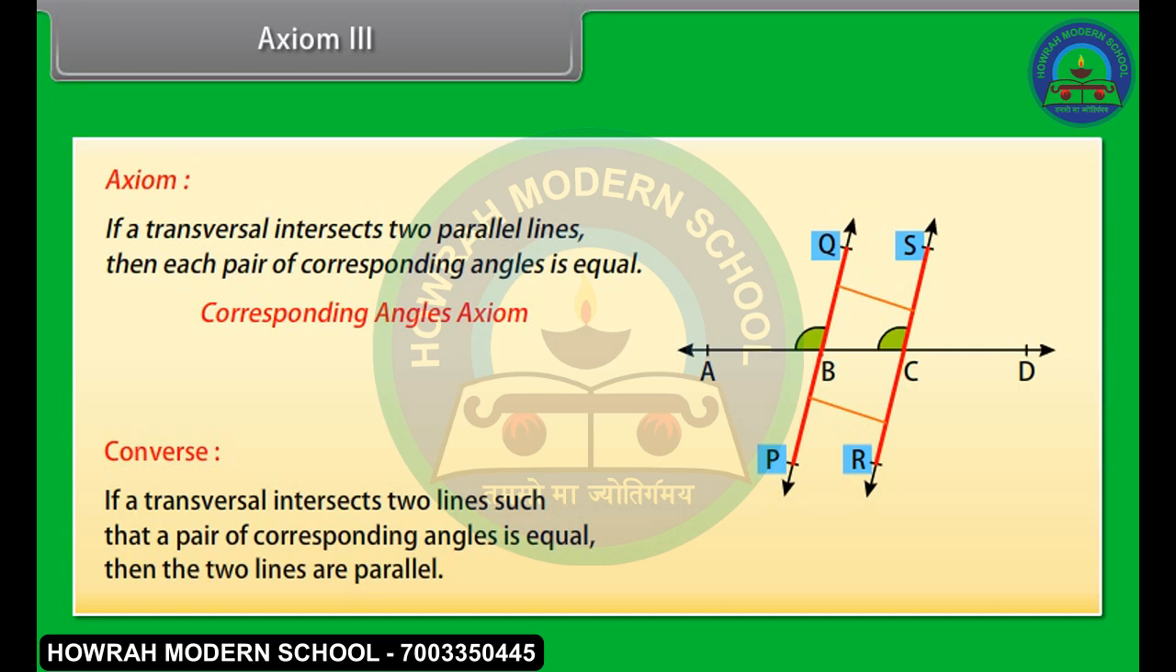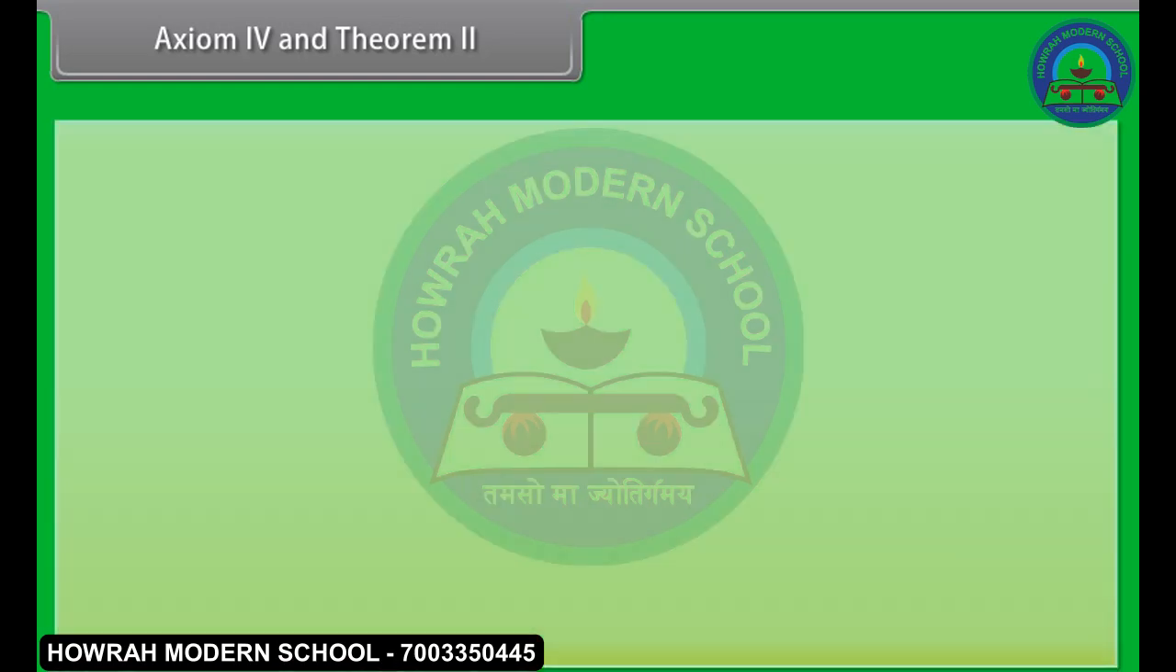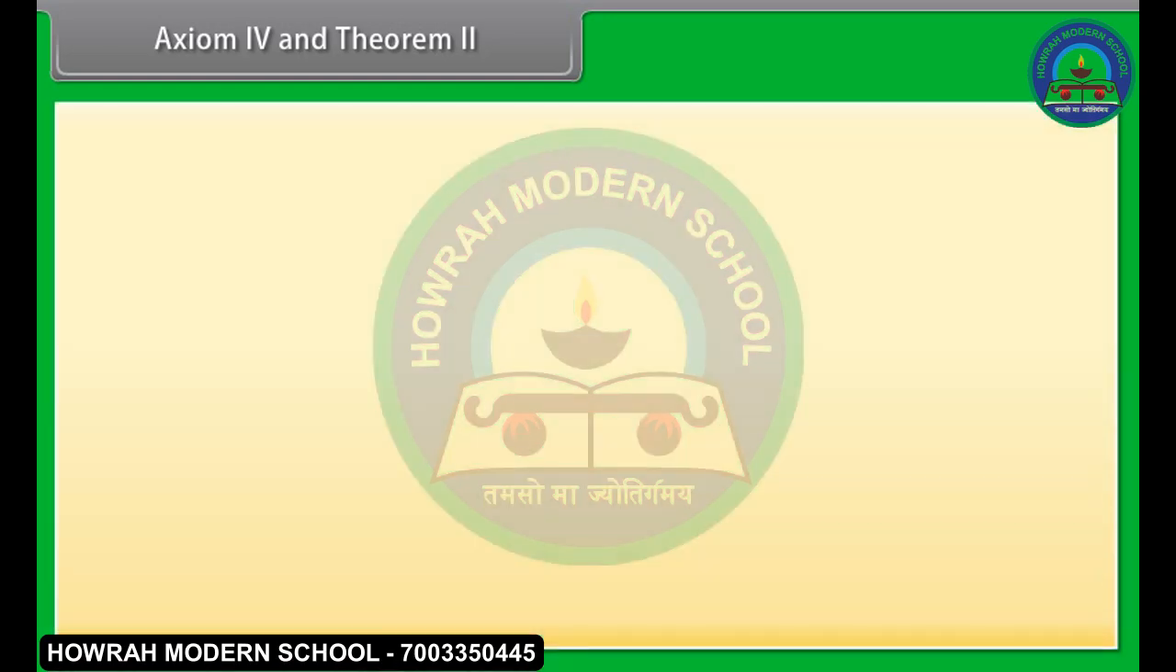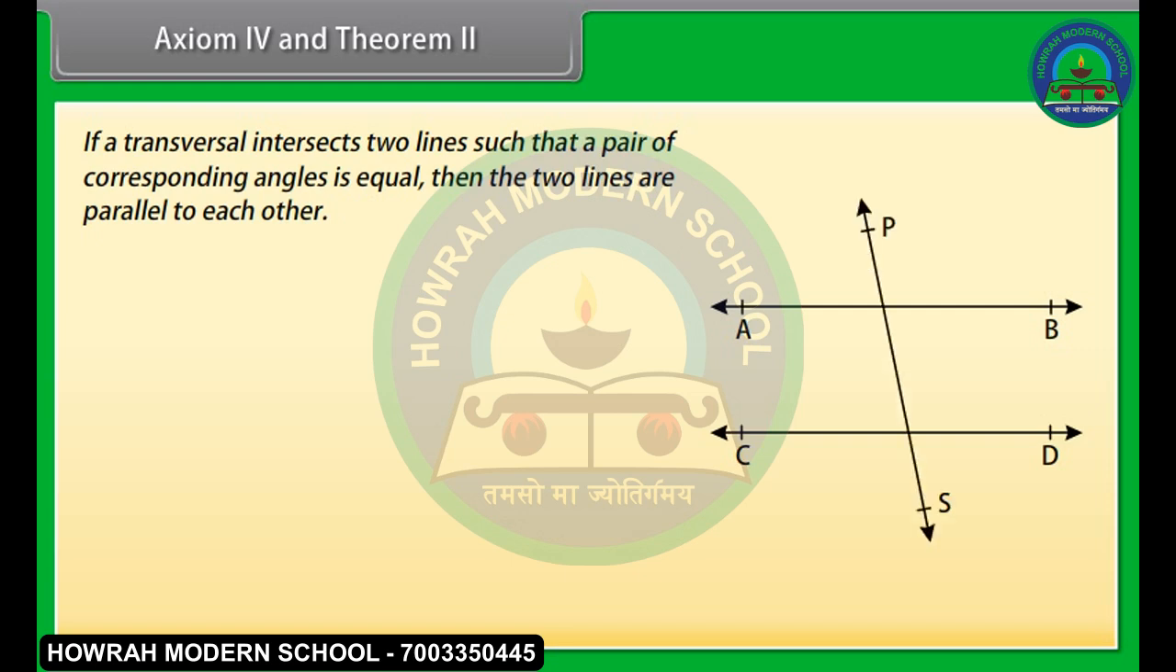So we have got one more axiom for this, which we will discuss in the next screen. Axiom 4 and Theorem 2. The axiom we got in the previous screen is: if a transversal intersects two lines such that a pair of corresponding angles is equal, then the two lines are parallel to each other. Now we will use the corresponding angles axiom to find out the relation between the alternate interior angles when a transversal intersects two parallel lines. Here transversal PS intersects parallel lines AB and CD at points Q and R respectively.